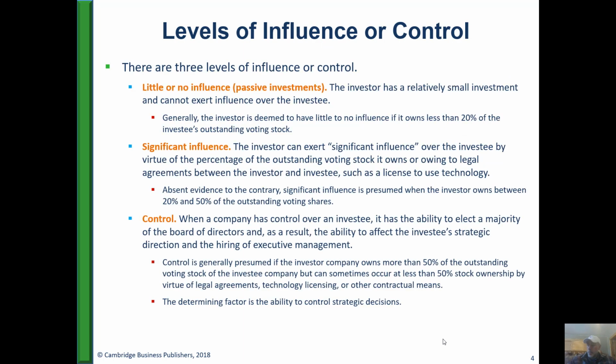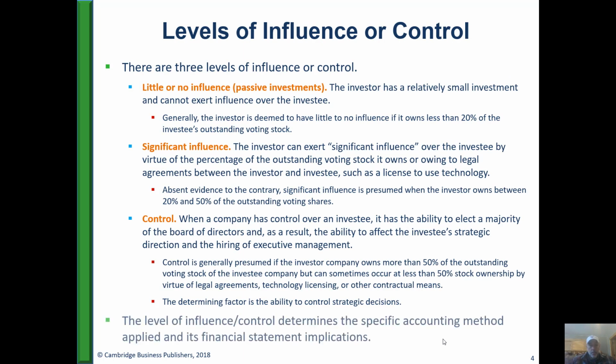So let's look at some of the rules behind the level of influence. Little or no influence, we're going to use passive investments where the investor typically has less than 20%. You might just circle less than 20 there. Significant influence is typically defined as between 20 and 50% of the outstanding voting shares, and then like I mentioned, control is typically 51%, but doesn't have to be.